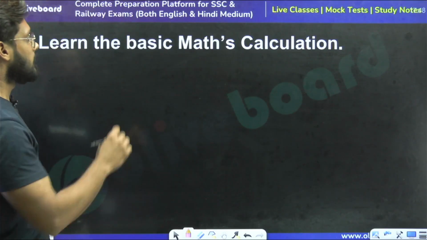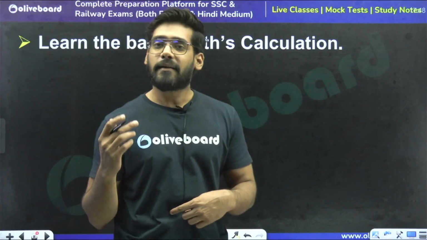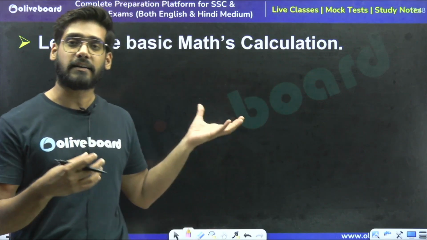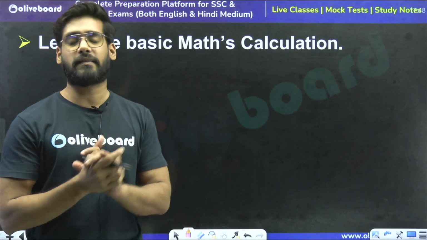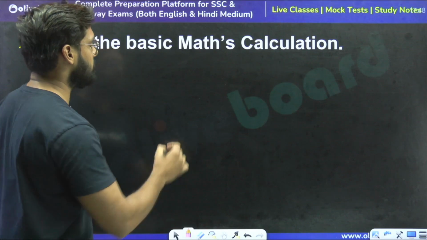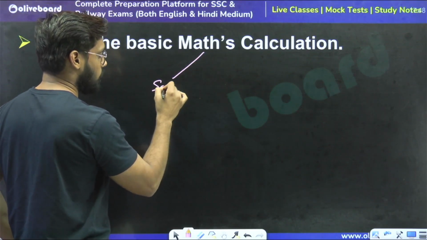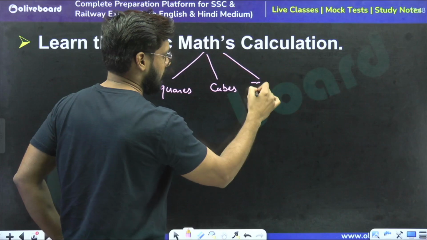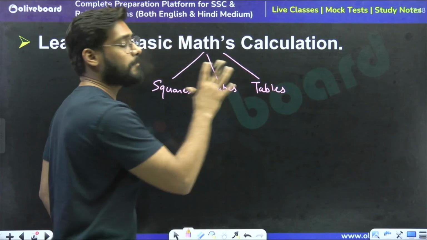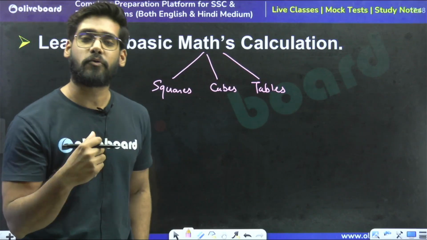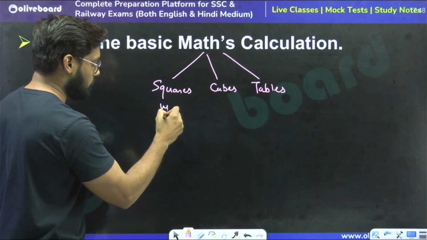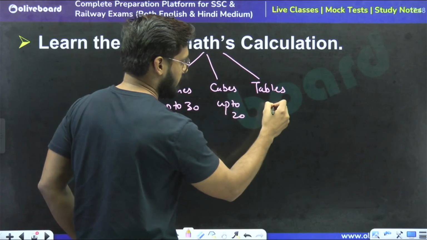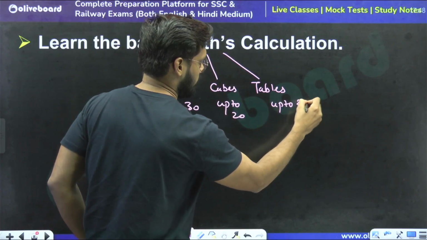Then learn the basic maths calculation. Why am I saying that you have to learn the basic maths calculation? What is basic maths calculation, and what is this part doing in the reasoning section? What is the role of basic maths calculation in reasoning? The role of this basic maths calculation is about the squares, cubes, tables. This is the basic maths calculation that we need to memorize, that we need to remember. Squares up to 30, cubes up to 20, and tables up to 25.